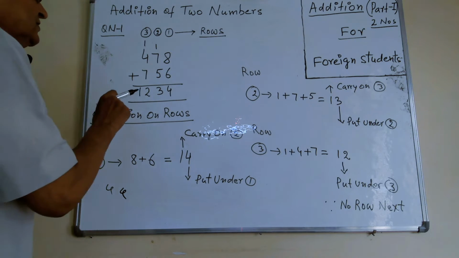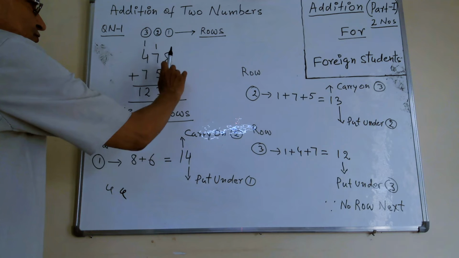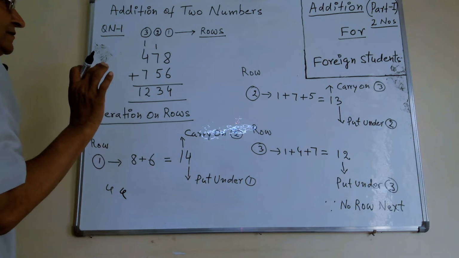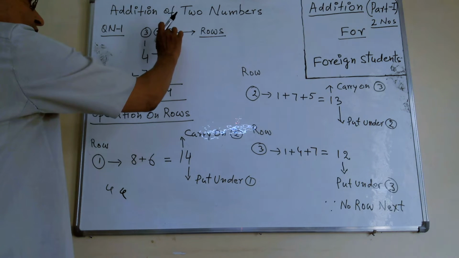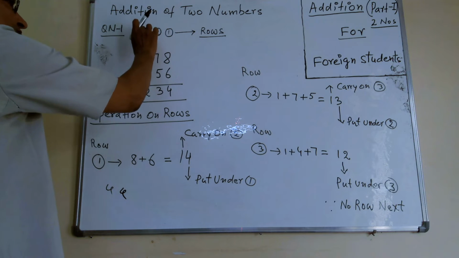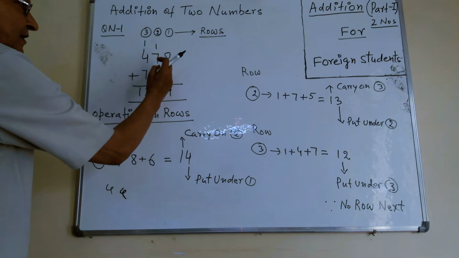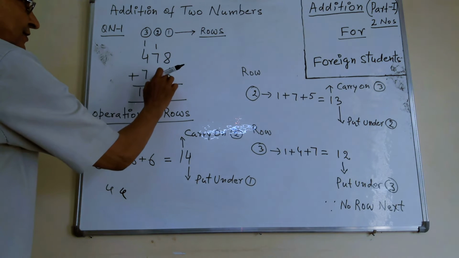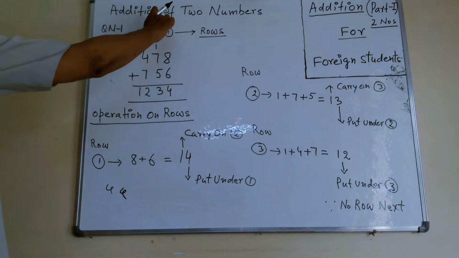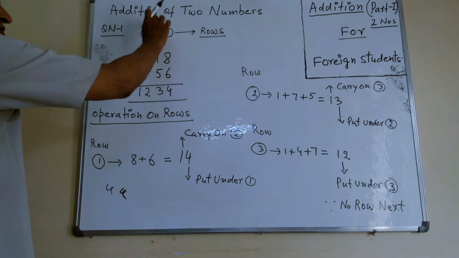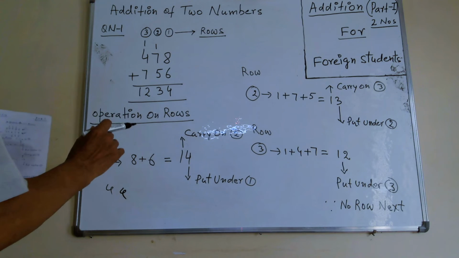My dear students, first of all, write down these two numbers in this manner and then mark the rows. This is the first row, this is the second row, and this is the third row. You have to take from right to left. First row, second row, and third row. Here I have written about these rows. Now we have to make the operation on these rows.